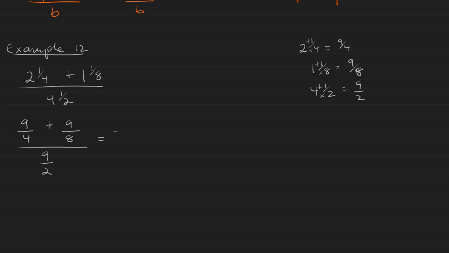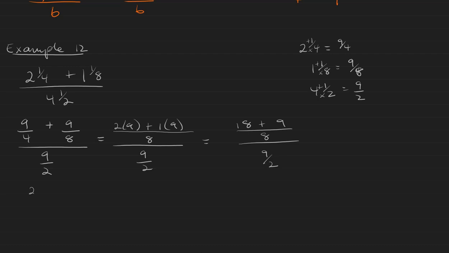Solving it up, we have the LCM of 4 and 8 is 8. 8 divided by 4 is 2, so we have 2 into 9. 8 divided by 8 is 1 to 9 all over 9 over 2. And then it will be equal to 18 plus 9 over 8 all over 9 over 2. 18 and 9 is 27, so we have 27 over 8 divided by 9 over 2. And this will be equal to 27 over 8 multiplied by 2 over 9.